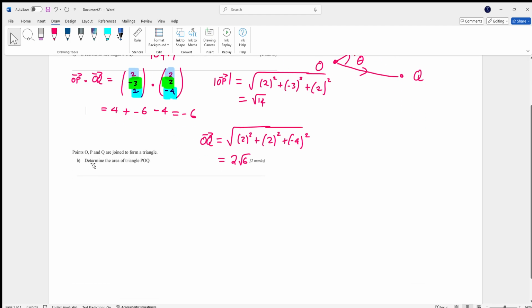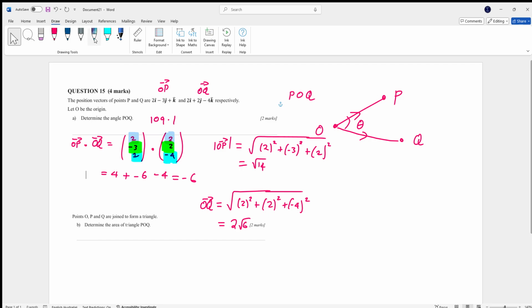So here, determine, so the points O, P, and Q form a triangle. So here if I just extend that, we've got a triangle. Determine the area of the triangle. Now, there's two ways to do it. There's a very fast way and there's a very slow way as well. Because you have a triangle here, if we already know that length and that length and that angle there, we could just use this formula, a half BC sine A, from methods if we really wanted to.